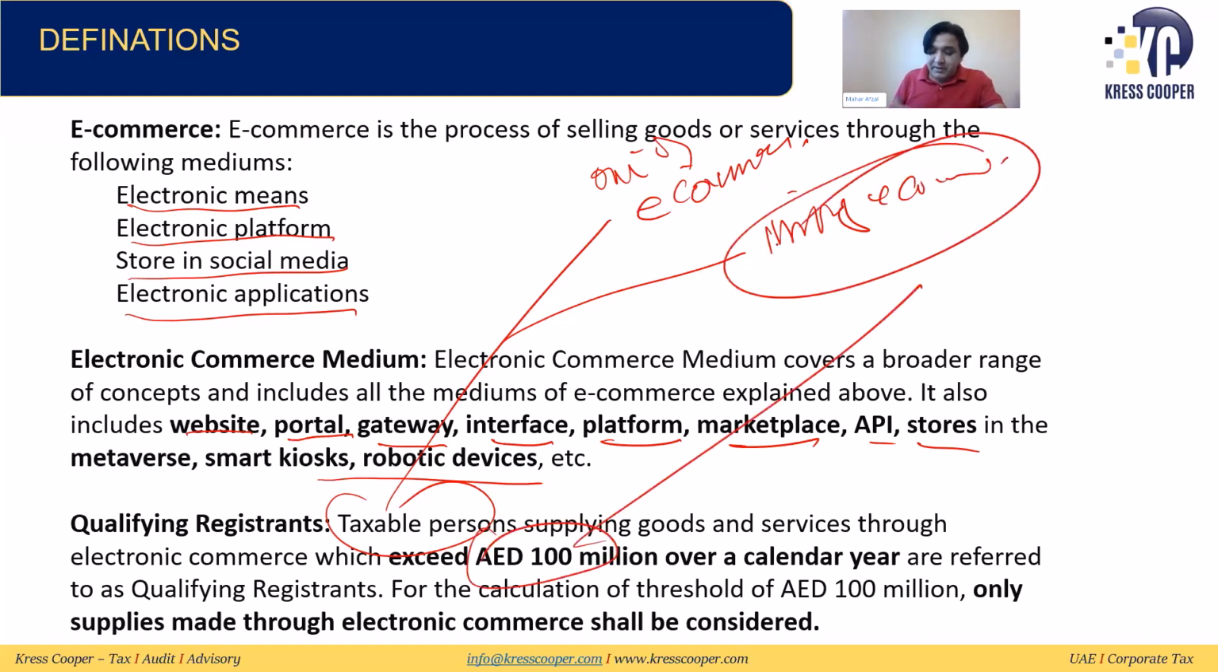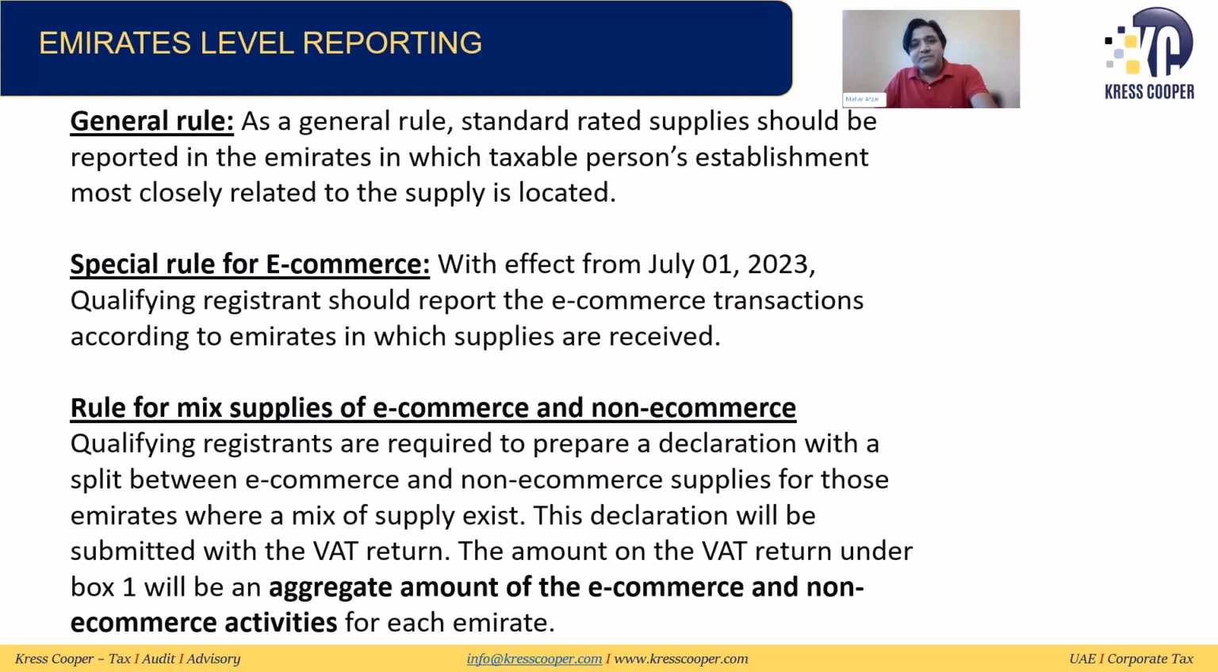If this is being made, what is being supplied through the e-commerce medium? If the total value of the supply is more than 100 million, including the supply through the e-commerce medium and through the non-e-commerce medium, but the value of the supply through the e-commerce medium is less than 100 million, then this requirement of the law will not be applicable, because we need to look into this. Only supply through electronic commerce shall be considered. If this is more than 100 million, then the person will be considered a qualifying registration, and the respective requirement of the law will be applicable.